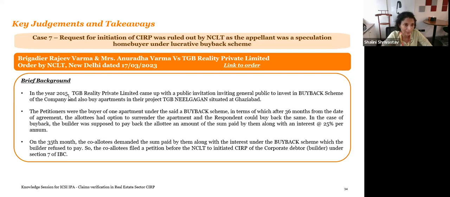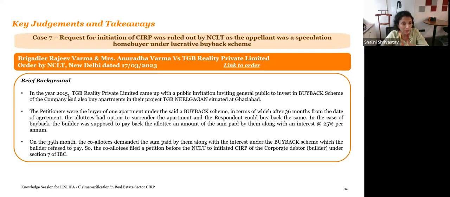So just wanted to highlight that. And yes, now we can discuss the last key judgment that we have with us. This again, the whole theme of financial creditors in a real estate project, home buyers being part of the COC being treated as FCs. This is very closely linked to that.